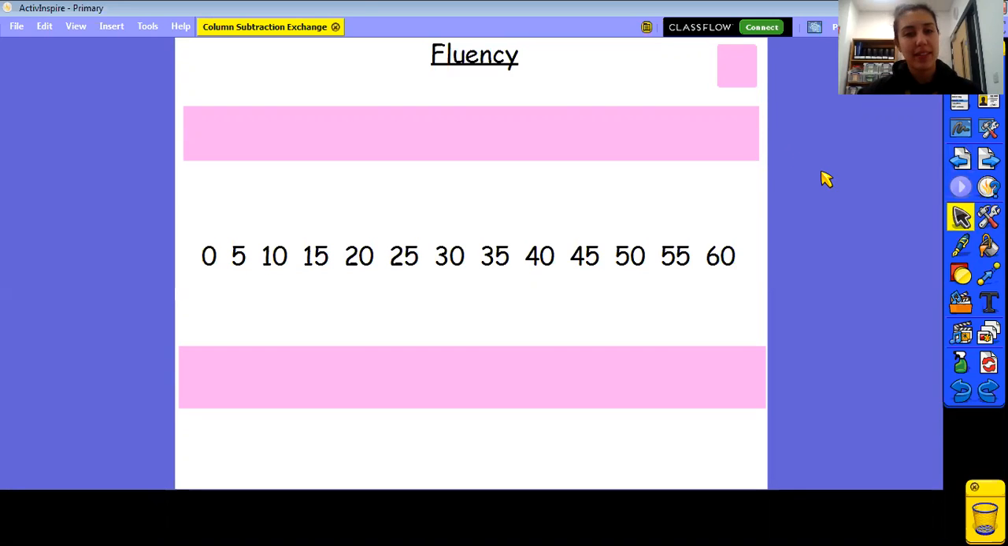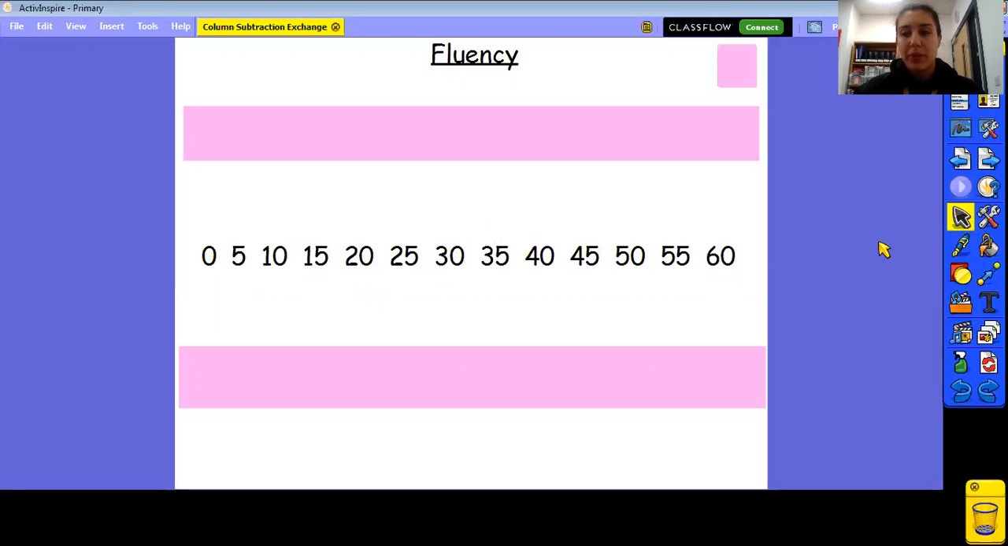Before we get into the actual maths lesson, we are going to do some fluency, and this time we're going to practice counting in our fives, getting us ready for our times tables next week. So the first job that we're going to do is look at the sequence and follow it along counting in our fives. So get yourselves ready. 3, 2, 1, 0, 5, 10, 15, 20, 25, 30, 35, 40, 45, 50, 55, 60. Well done if you said all of those numbers.